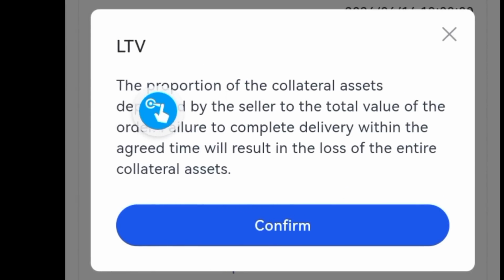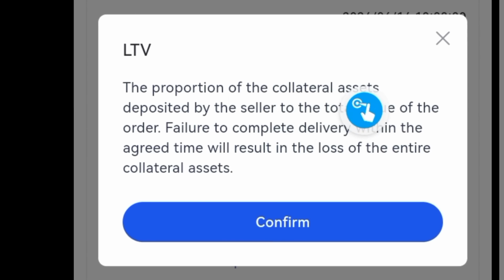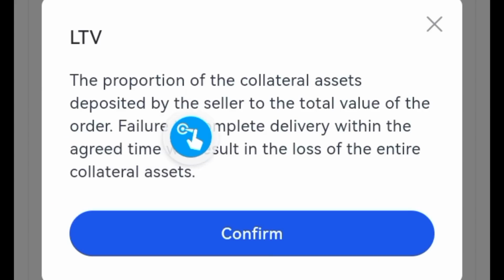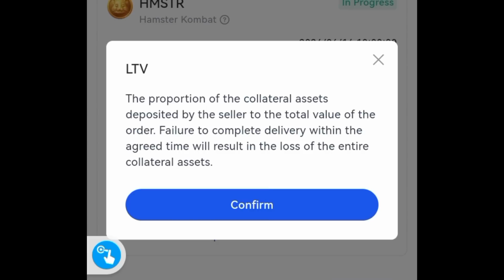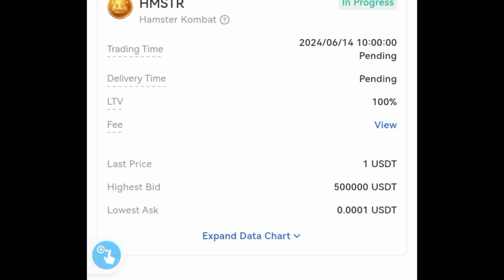You can see it here. It states clearly the proportion of the collateral assets deposited by the seller to the total value of the order. Failure to complete delivery within the agreed time will result in the loss of the entire collateral assets. So you're going to be losing the entire 324 USDT. If you're interested in selling, just have this at the back of your mind, that if you fail to deliver within the delivery period, you're going to be losing your entire collateral.